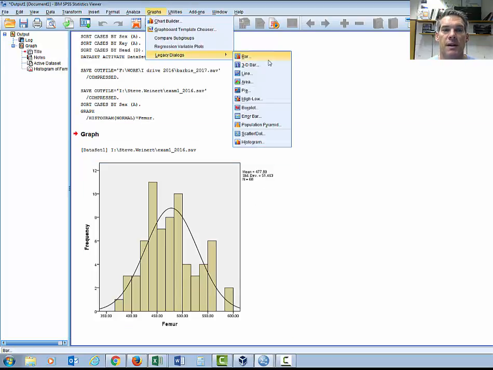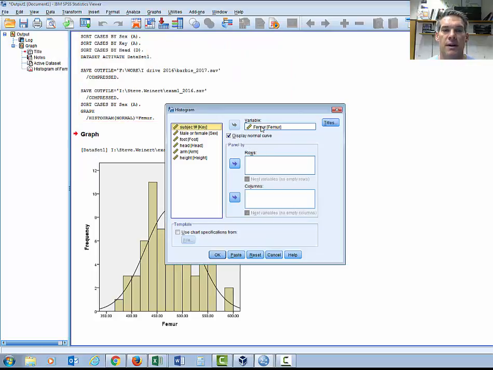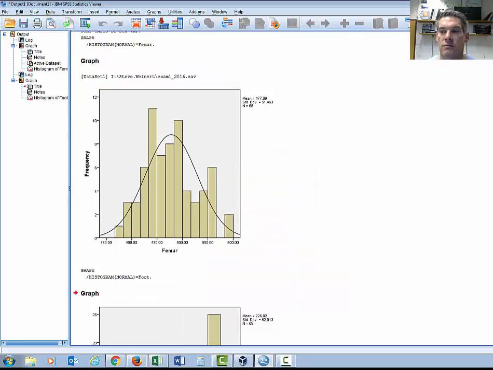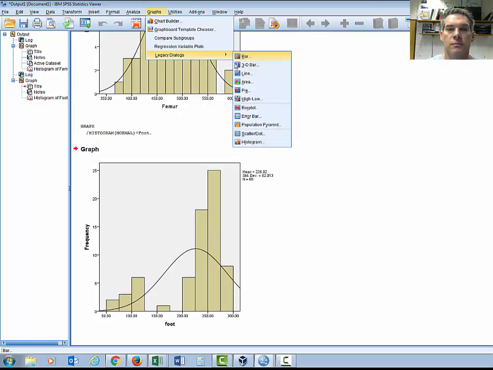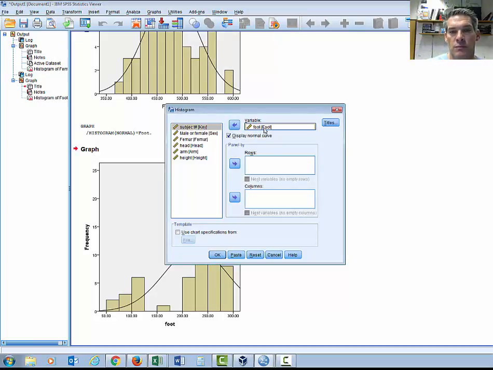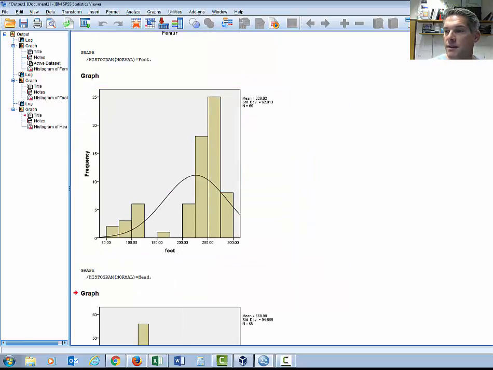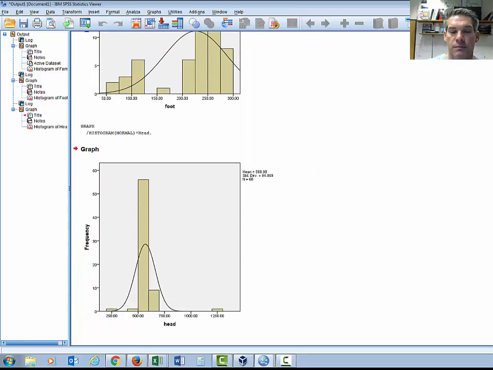Okay, so let's do the same thing again. We can go to histogram, and now we're going to look at foot size. Okay, something's different. I see a definite bimodal distribution. Make sure we make a note of that. Okay, and this next one looks a lot like the data we saw with the reaction time data. Something's wrong. So we're going to have to investigate this.